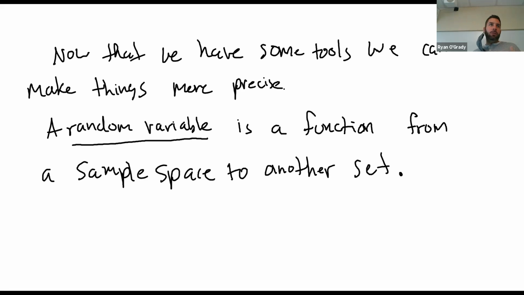And typically in an algebra class, the functions you studied, you gave it a number and you put it into some formula and it spits out a new number. Most of you are familiar with that. But in general, a function can be much more abstract than that.